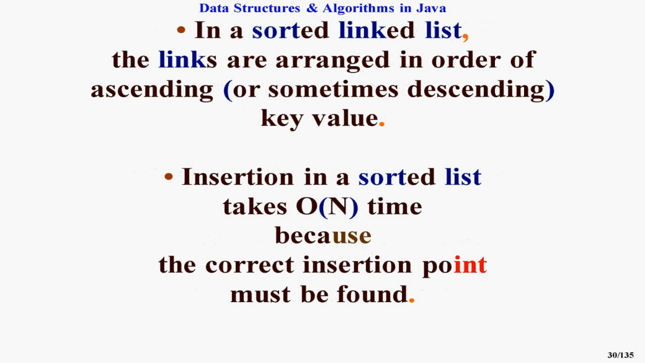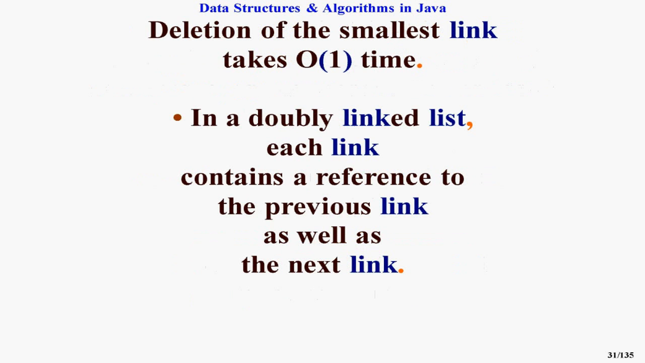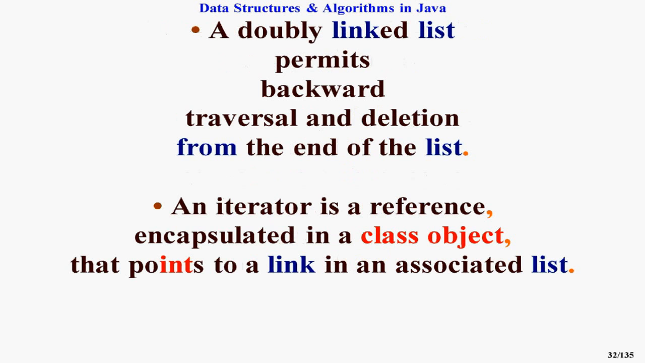In a sorted linked list, the links are arranged in order of ascending or sometimes descending key value. Insertion in a sorted list takes O(n) time because the correct insertion point must be found. Deletion of the smallest link takes O(1) time. In a doubly linked list, each link contains a reference to the previous link as well as the next link. A doubly linked list permits backward traversal and deletion from the end of the list.